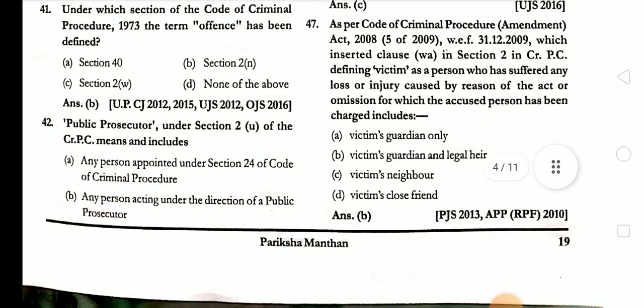Next question. As per CRPC Amendment Act 2008, which inserted clause WA in section 2 of CRPC, victim is defined as a person who has suffered any loss or injury caused by reason of the act or omission for which the accused person has been charged, and includes the victim's guardian and legal heir. This definition is actually very important. This was added by the Criminal Procedure Amendment Act 2008, but it came into effect in 2009. Every word of this definition is very important, because victim includes a person who suffered any loss or injury caused by reason of the act or omission for which the accused person has been charged, and it includes guardian and legal heir both.